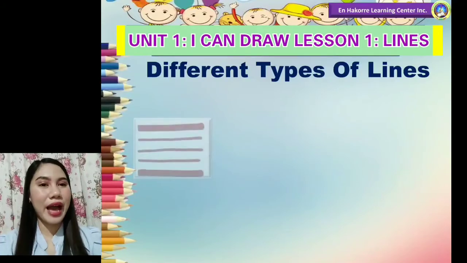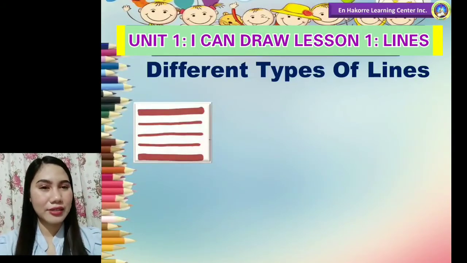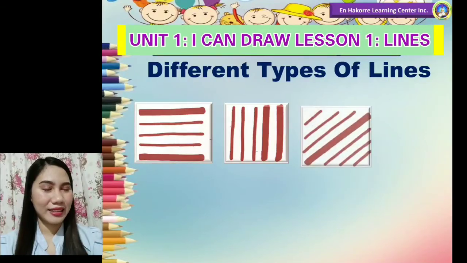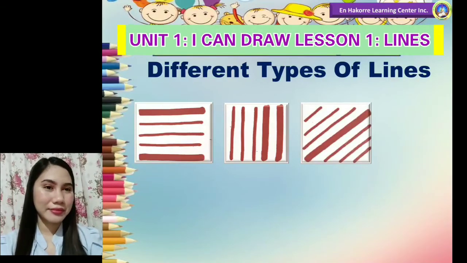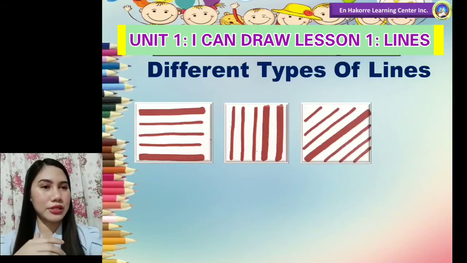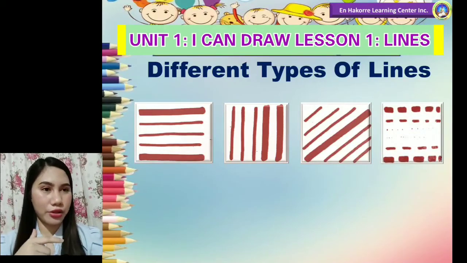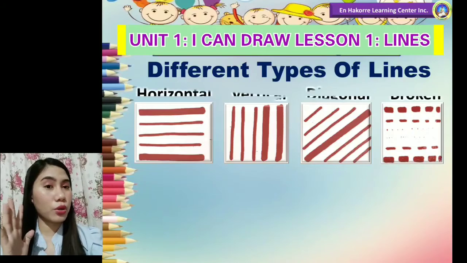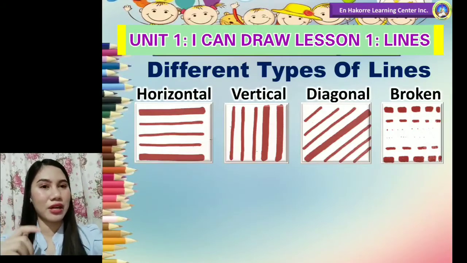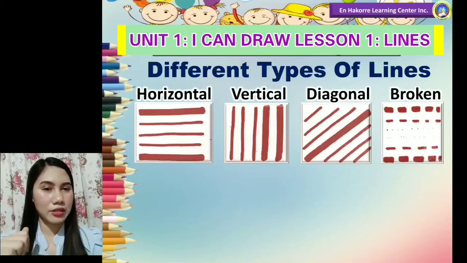So here we have this one. So what do you think is this kind of line? The next one. It's kinda slanting line. So what do you call this line? And another one here. So we are not going to talk only 4, but there are a lot more. But first, let us discuss what are these lines here.